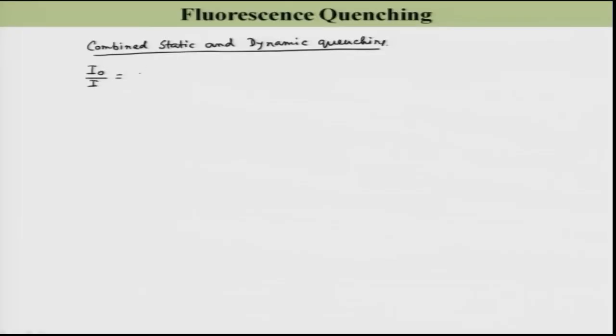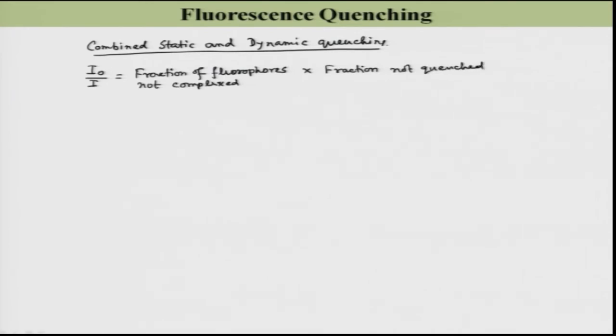Let me write, then it will be clear. So, the first term is the fraction of fluorophores that are not complexed, multiplied by the fraction of fluorophores that are not quenched by dynamic quenching.